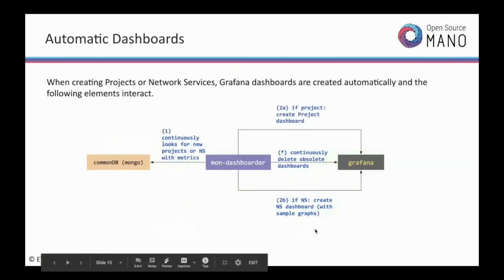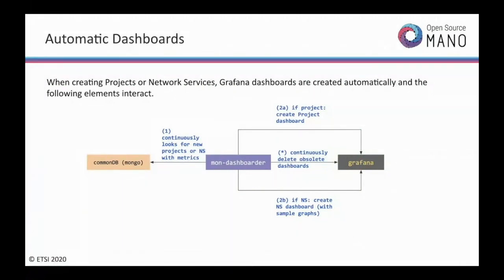Then we have a new service which is called MON dashboarder. What it does is it continuously looks for new projects in OSM or new network services with metrics, and it creates a dashboard in Grafana automatically. So you have, for example, the admin project. Then you will find an admin project dashboard in Grafana, which lists all the network services you have, lists the VIMs you have, lists the status of your network services and everything.